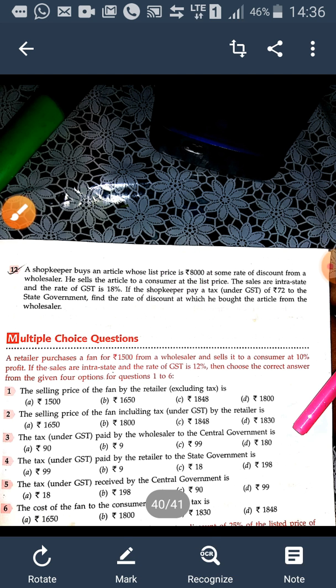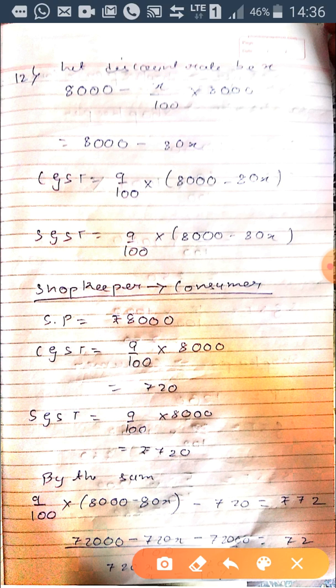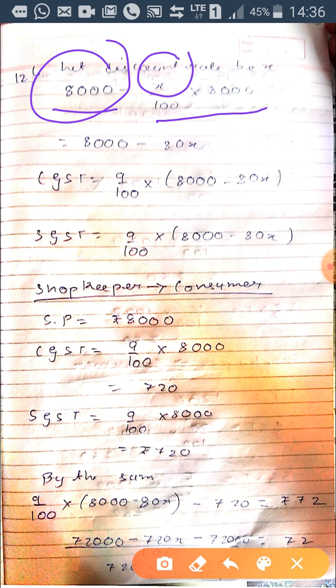Now let's look at the solution. So we will take that, let the discount rate be x. The shopkeeper purchases it at rupees 8000 minus discount which is x%. So I have done 8000 minus x by 100 into 8000. If it would have been 10% discount, you would have done 8000 minus 10 by 100 into 8000. But since here the discount rate is not mentioned, I will write 8000 minus x by 100 into 8000, which turns out to be 8000 minus 80x.